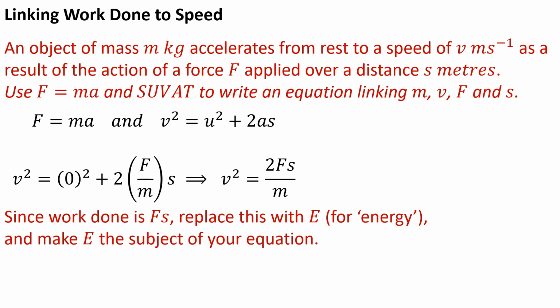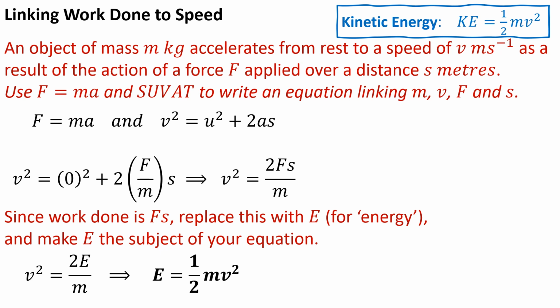So the next step is going to be replace Fs with E, rearrange to make E the subject, and out pops a formula that will look very familiar to anybody who's done even GCSE physics, presumably. E equals half mv squared. The energy that a force provides to an object while accelerating it up to a speed of v is half mv squared. If it starts from rest, the total amount of kinetic energy it will produce is half mv squared.